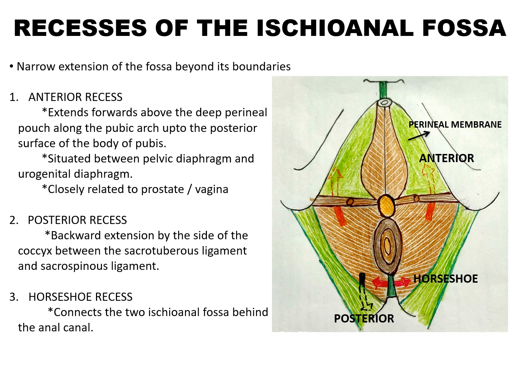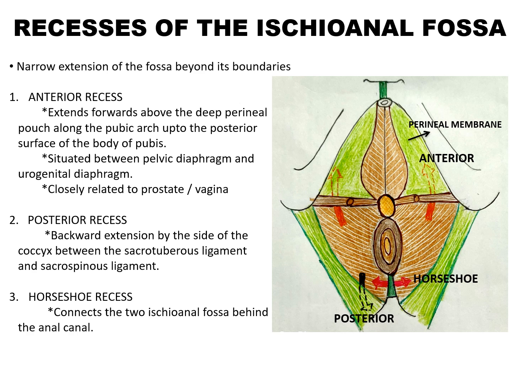Coming to the recesses of the ischioanal fossa, the recesses are narrow extensions of the fossa beyond its boundaries. There are three types of recesses, namely the anterior recess, posterior recess, and the horseshoe recess. If you take the anterior recess, carefully observe the diagram. The forward projecting arrow mark indicates the anterior recess. The anterior recess extends forwards above the deep perineal pouch along the pubic arch up to the posterior surface of the body of the pubis.